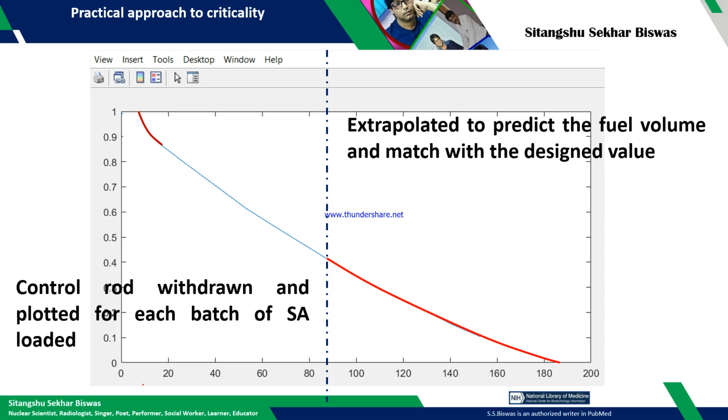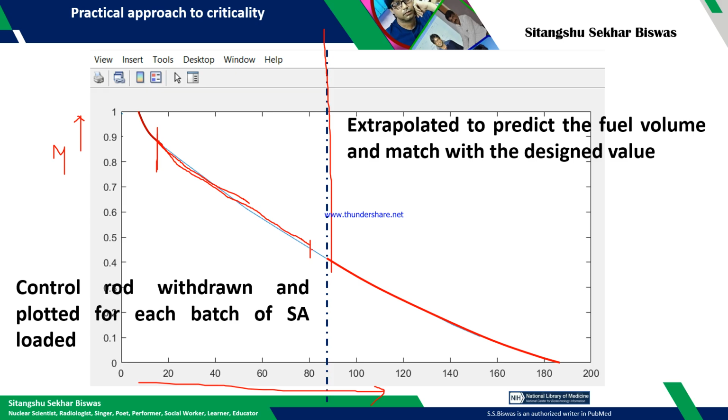Say your x-axis is the number of subassemblies loaded in the core. Up to this dotted line on the left-hand side, we started from the minimum number of subassemblies loaded in the core, and this y-axis is the value of m. Up to, say, 0.5, we plotted for each batch of subassemblies loaded in the core.